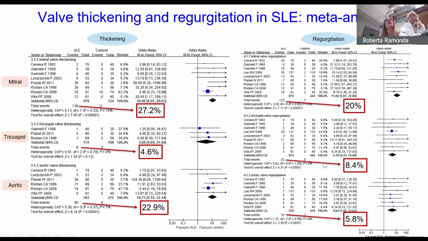Another important point is that valvular disease is more frequent in SLE patients than in the general population, in particular with a prevalence of 20–30% of mitral valve thickening and regurgitation and aortic valve thickening.